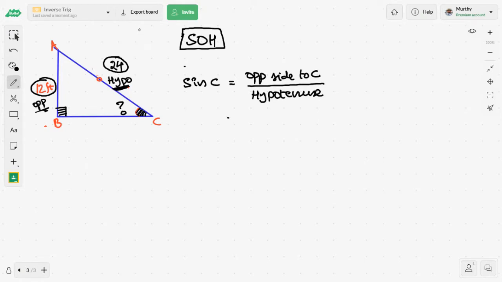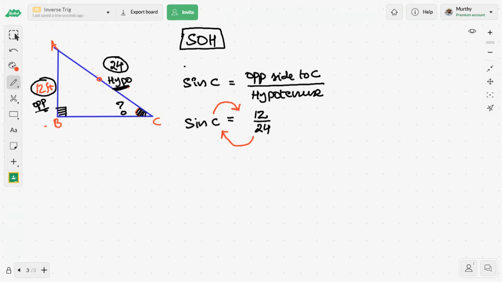Now let me plug in these values. Opposite side, which is AB, that is 12, and hypotenuse, that is AC, which is 24. Sine C equals 12 over 24. If you want, you can simplify, or else what you can do is, please pay attention, this is the important part. You move C to the other side of the equal sign and move this value here. Whatever the number is, a decimal or a fraction or a whole number, whatever it may be.